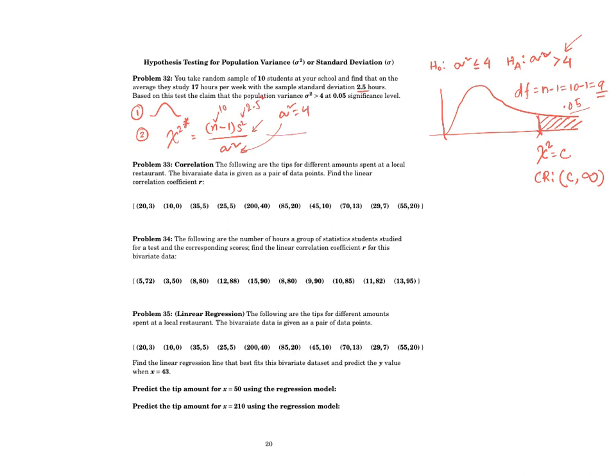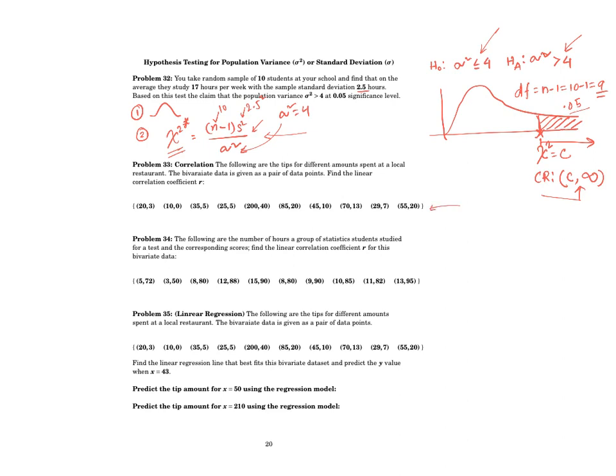Now once you do this calculation, you're going to get the chi-square star value. If that chi-square star value falls within this region, that means if it falls from this point on to positive infinity, then you'd reject the null hypothesis. You'd reject the null hypothesis that population variance is less than or equal to 4. That's what it is.